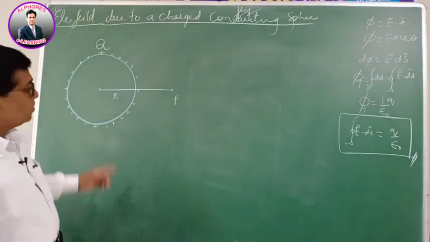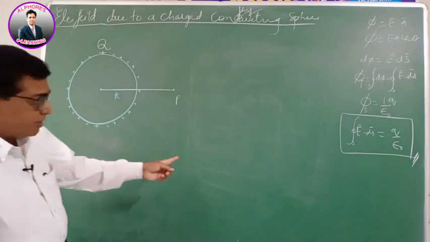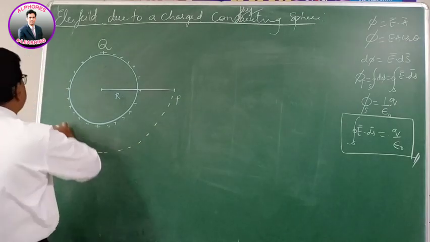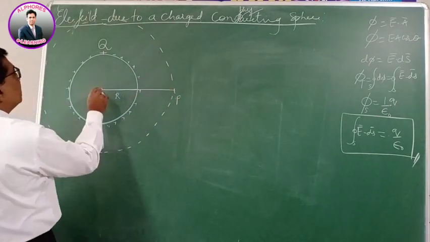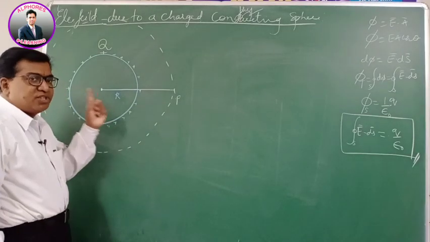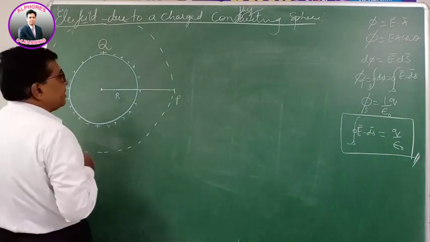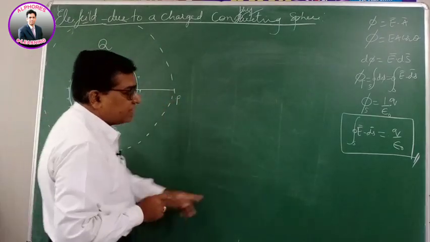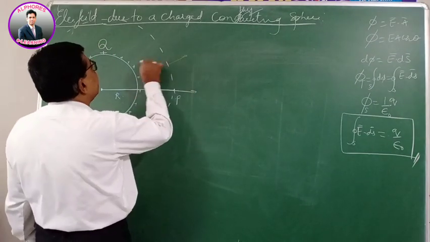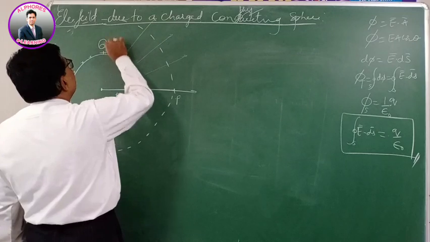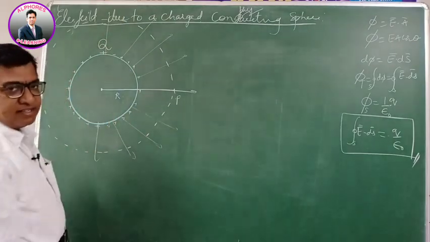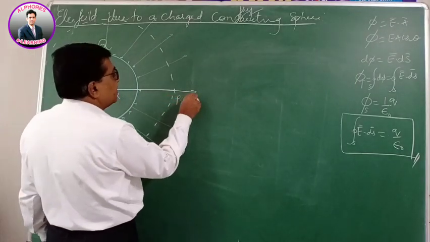Now coming to our problem, it is a spherical charge. So for a spherical charge, the Gaussian surface should be spherical. Imagine a spherical Gaussian surface around this spherical charge, concentric to this conducting charged sphere, at point P. The direction of the electric field at any point is radially outward. For positive charge it is outward; had it been a negative charge, it would have been inward. But it is radial. So the electric field is radially outward like this.